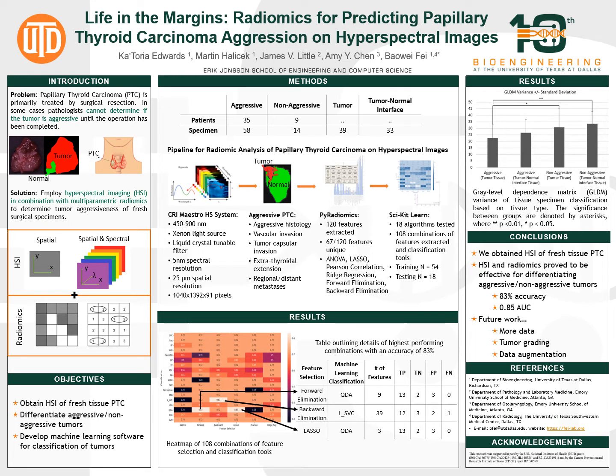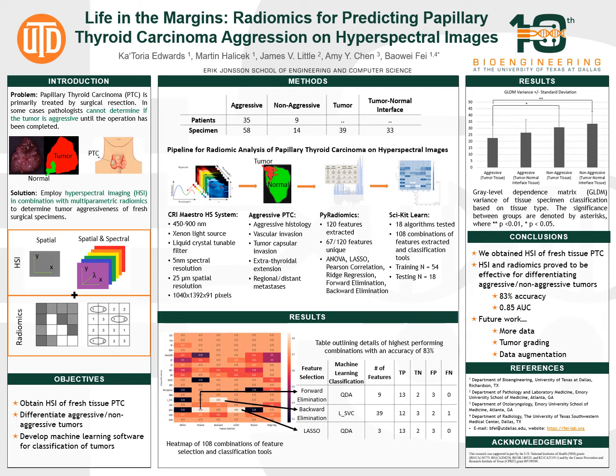Our results were a maximum of 83% accuracy. There were a total of 3 methods that produced this. One thing I want to point out is that they all used a different number of features, although they all had the same accuracy. And the machine learning classification tool, quadratic discriminant analysis, had a false negative rate of 0 in both cases, meaning that it never classified an aggressive tumor as non-aggressive, so it was conservative in that regard.